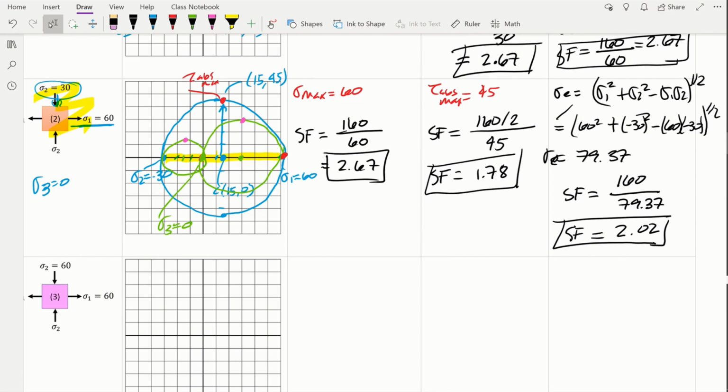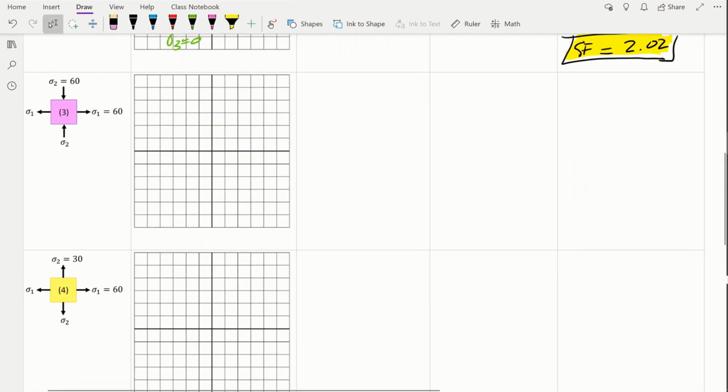So with this one, we can see we applied the 3 different theories. We have safety factors going from 2.67, 1.78, and 2.02. So when asked which one is a better predictor, if we assume this is a ductile material, we would always go with the maximum distortion. So around 2 is the better predictor for the safety factor. Let's go ahead and move to number 3, or stress state number 3.